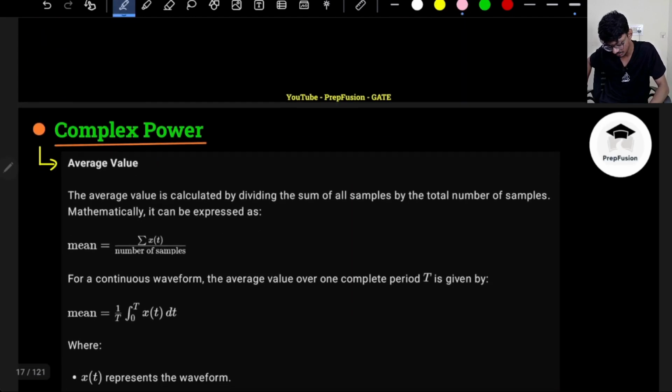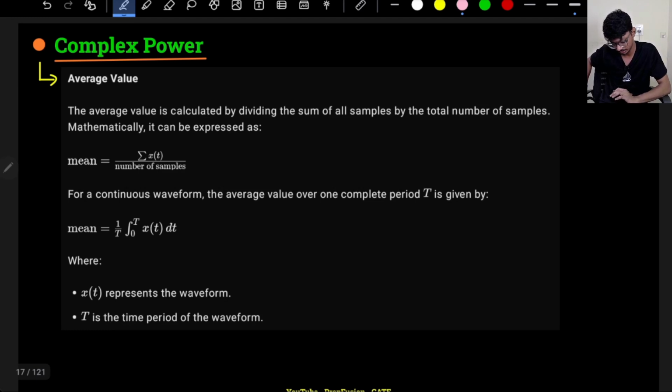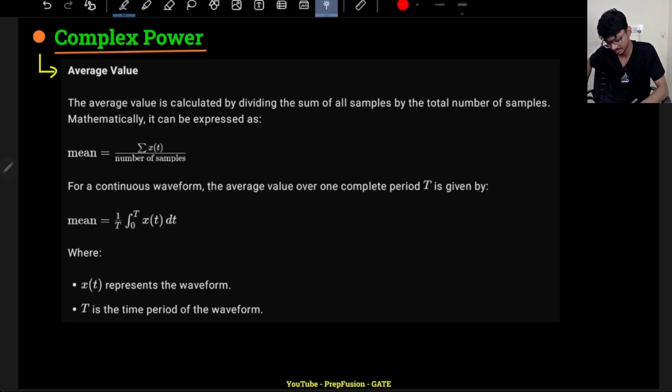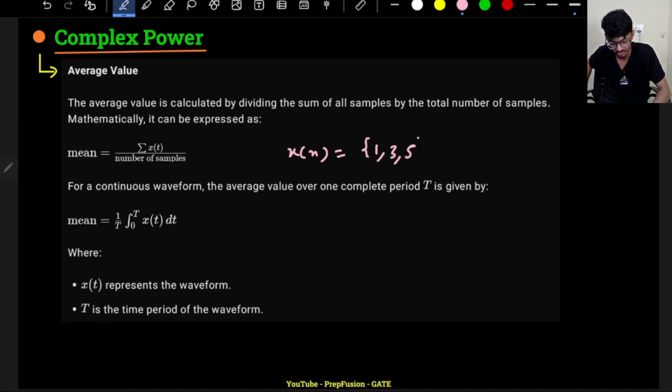So let's start with a few things about the average value. You already know what average value is. It is basically the mean, the overall summation of x of t. Let's say I have samples like this: if I have a sample which has 3 values, 1, 3, 5. So what is the average?